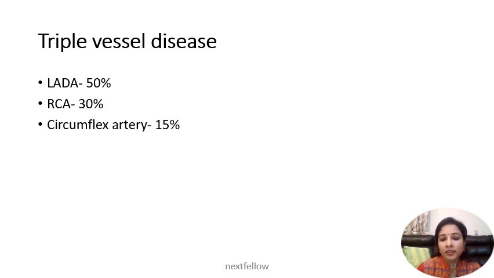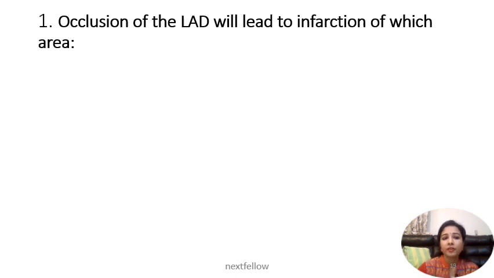One important clinical aspect is triple vessel disease, where three arteries are involved in thrombosis formation, that is the left anterior descending artery, the right coronary artery, and the circumflex artery. These three arteries are more prone to thrombosis: 50% in the left anterior descending artery, 30% in the right coronary artery, and 15% in the circumflex artery. So it is important to note down these percentages in triple vessel disease. So let's end up with some MCQs.